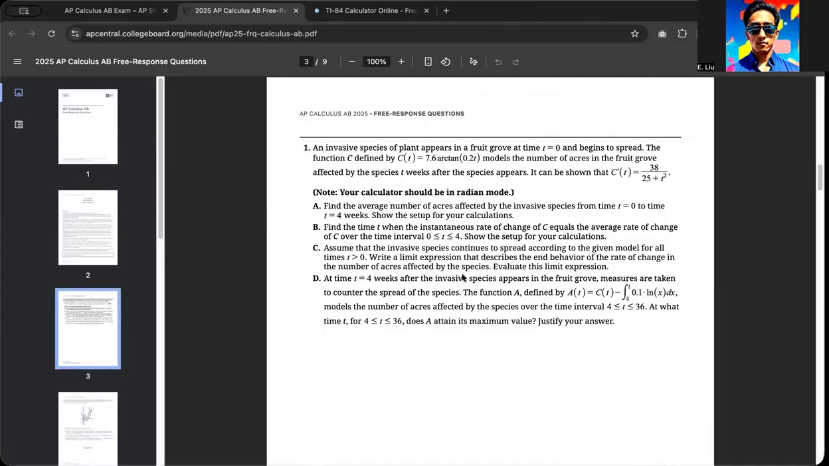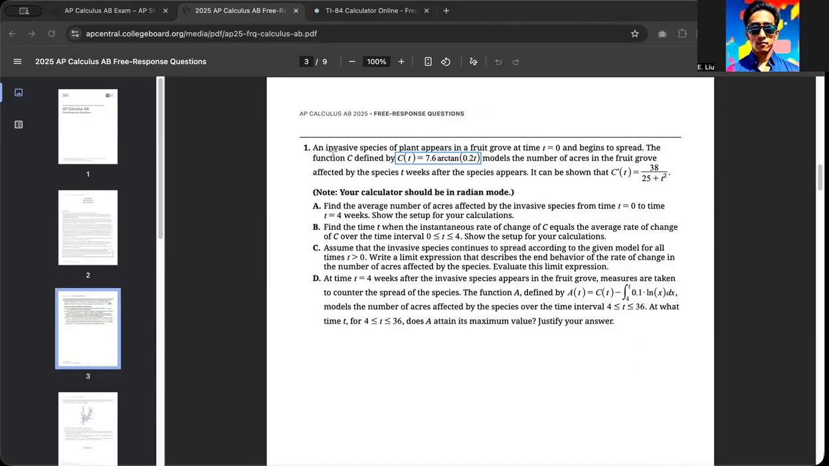Very quickly, we're going to have to make sure that we identify what they're asking for right away. So first off, an invasive species of plant appears in a fruit grove at time equals 0 and begins to spread. The function C, they already gave us our first function. This is the algebraic model, the original equation.